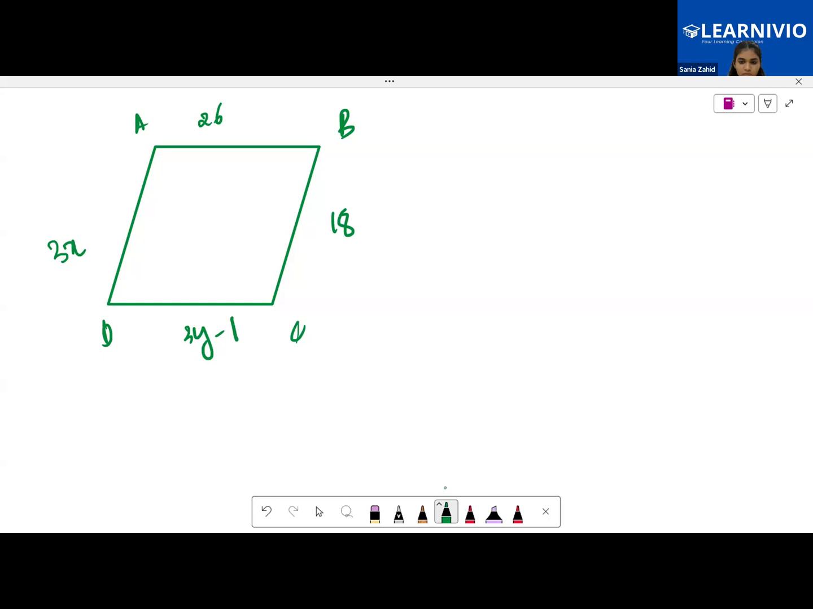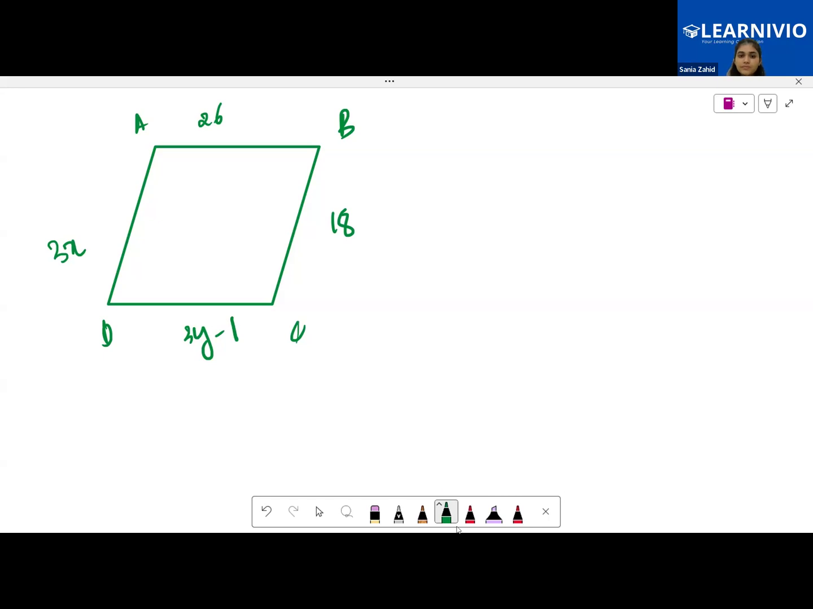I don't know how to do this. What are you saying? I don't know how to do this one. Okay, use the property that opposite sides are equal in a parallelogram. Yes, I'm finished. Yes, Ammar. Finished. Okay, tell me the answers.